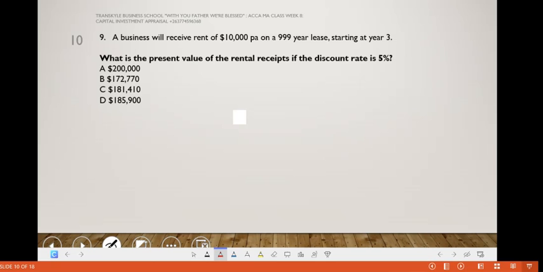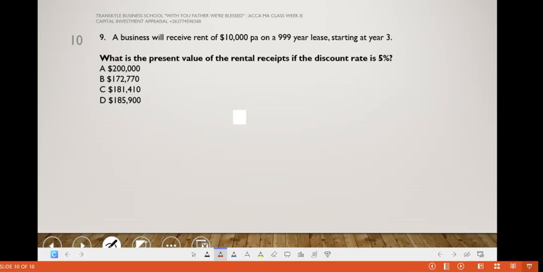Number 9 is saying a business will receive rent of $10,000 per annum on a 999-year lease starting at year 3. Okay, starting at year 3 now. All right, we are going to receive the income starting at year 3. We are not starting in year 1, we are not starting in year 2, but in year 3. What is the present value of the rental receipts if the discount rate is 5%?